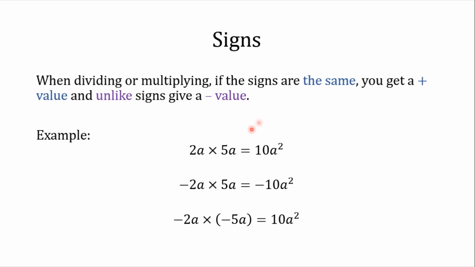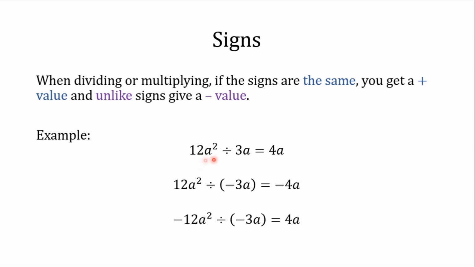So as an example, 2a times 5a gives us a positive answer, 10a squared. Now, if you had one of them negative, so that's negative 2a times 5a, gives us an answer which is negative 10a squared. But take note, if the signs are the same, then you will get a positive value. So negative 2a times negative 5a gives you a final answer of 10a squared, and that is positive. So take note of that.